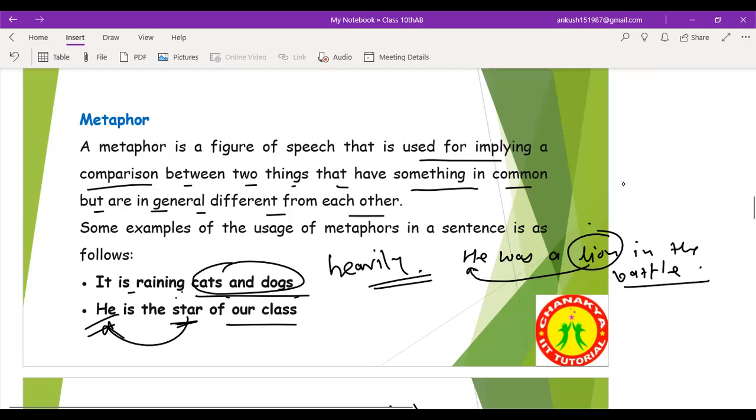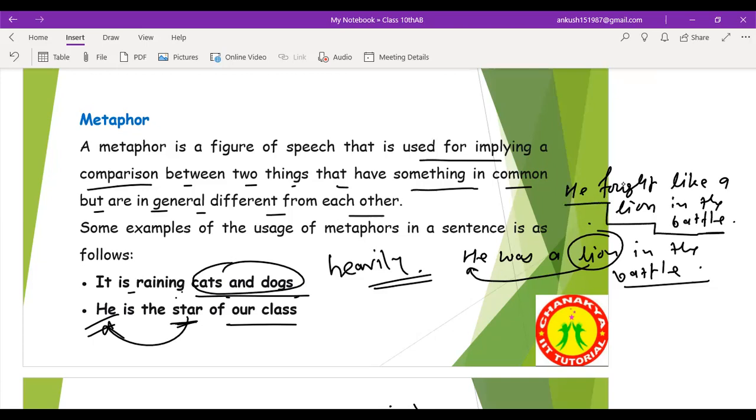The example of comparison would be, he fought like a lion in the battle. Which kind of figure of speech is this? This is simile. Are you getting it? Yes, sir. Because here the word like is comparing the lion and that person. But in metaphor the person is being told as, he is the lion. This is the difference between metaphor and simile. Have you got it?